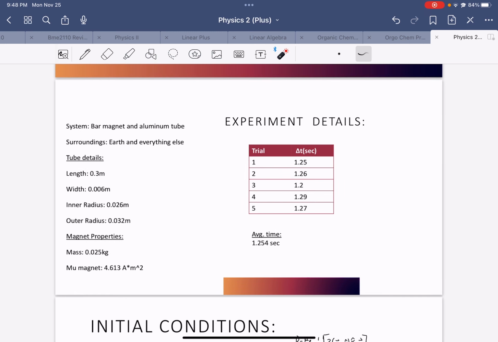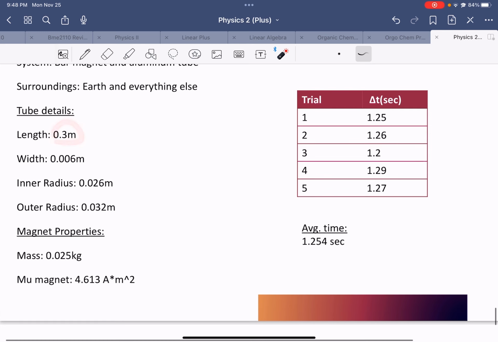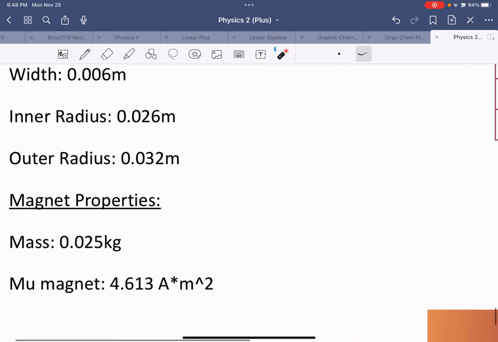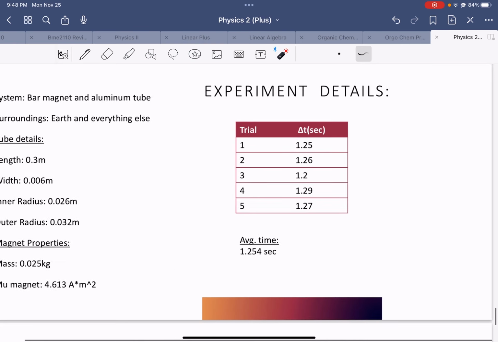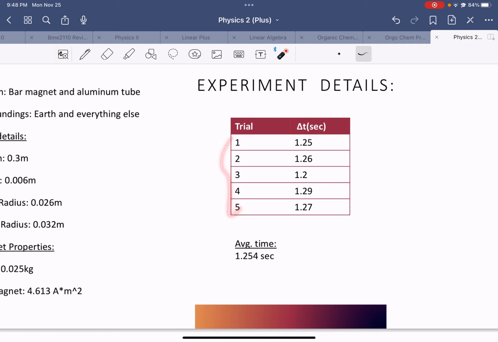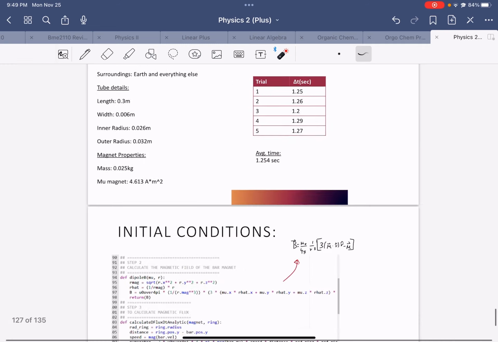So these are the experiment details. The system is the bar magnet and the aluminum tube, and the surroundings is Earth and everything else. The length was 0.3, the width was 0.006, the inner radius 0.026, and the outer radius 0.032. Here are the magnetic properties. This was the mass of the magnet, and this was the mu of the magnet. And then per 5 trials, our average time was 1.254 seconds.